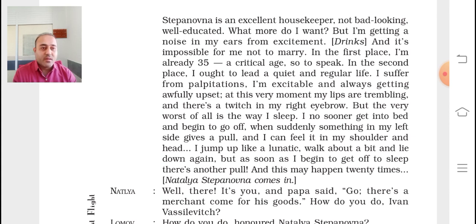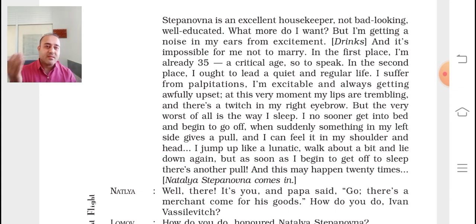I no sooner get into bed and begin to go off when suddenly something in my left side gives a pull, and I can feel it in my shoulder and head. I jump like a lunatic. Lunatic means a person who does not have senses. I walk about a bit and lie down again. But as soon as I begin to get off to sleep, there is another pull. And this may happen twenty times.